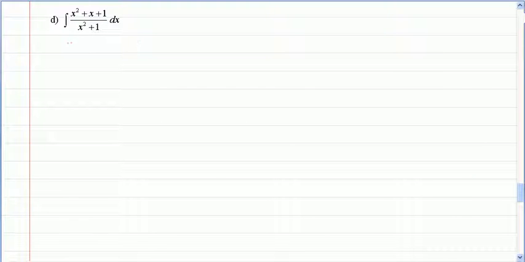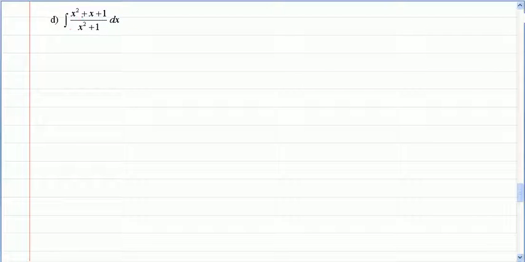In Part D, the integral of x squared plus x plus 1 over x squared plus 1. This one looks like it would be a u substitution because I have a fraction. But whenever you take a u substitution, when you find your du, the degree always goes down by one number. So if I let u equal x squared plus 1, the derivative will have a power of x. And if I let u equal the numerator x squared plus x plus 1, the du will also have a power of x. So u substitution fails.